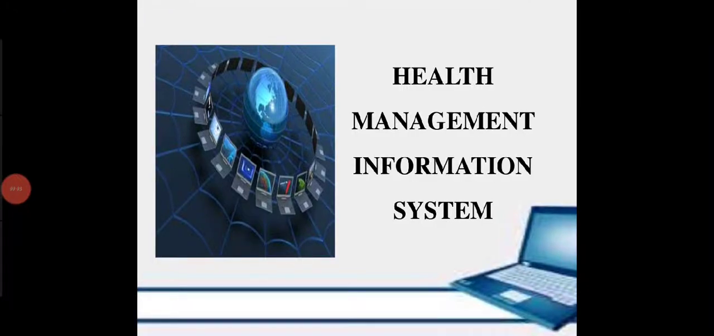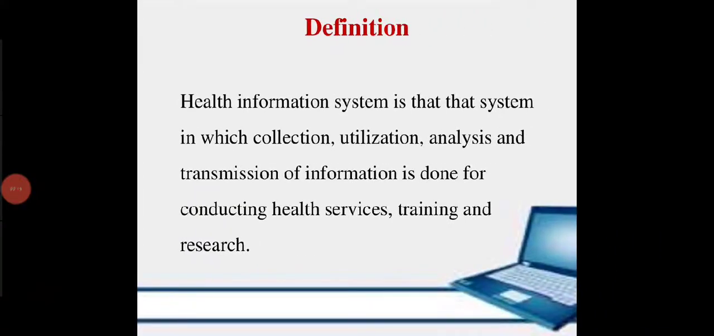Good morning, everyone. We'll start with the new topic, Health Management Information System, or shortly HMIS, or Management Information System. What's the definition? Health Information System is the system in which collection, utilization, analysis, and transmission of information is done for conducting health services, training, and research. Okay? In health services, training, and research, if we use technology and the system to collect, utilize, analyze, and transmit the information, it is called the health information system.